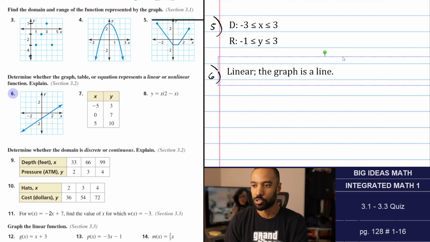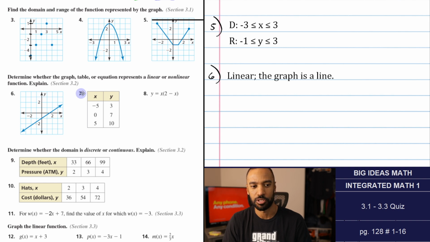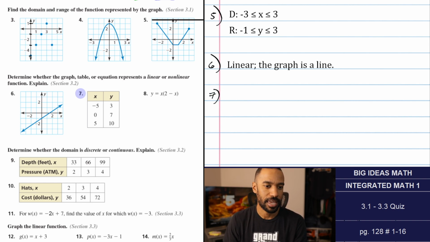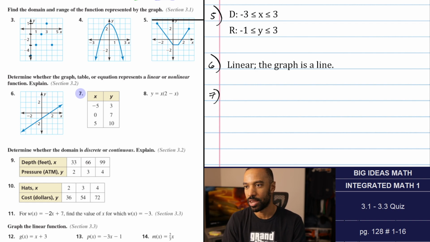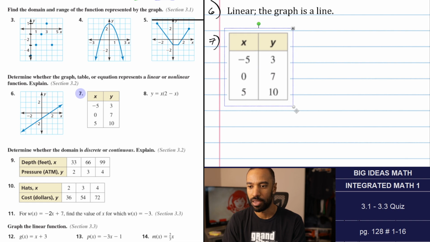Now, that's just for graphs, right? We have that luxury of having that for a graph. Number 7, we don't have the graph, and I'd prefer not to sketch the graph to determine that. We have to go by something else if we can. And so for number 7, I'm going to copy and paste that one over. What we're looking for is whether or not there's a constant rate of change from one x value to the next and also from one y value to the next.